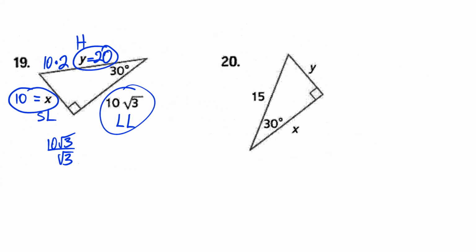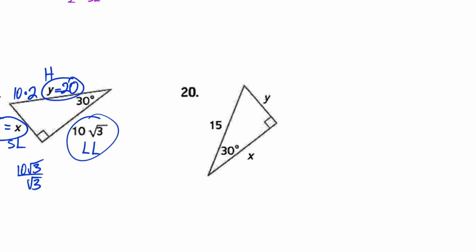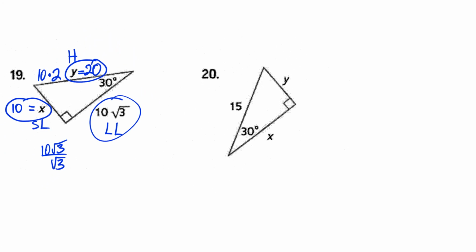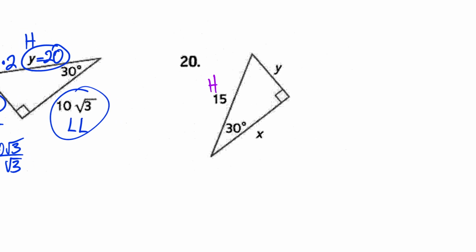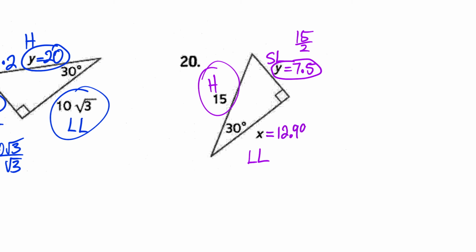Okay, I want you to try number 20 real quick. Okay, so which one is the H on number 20? 15. Which one is the long leg? X, and then the short leg is the Y. Okay, so on this one, when I know the hypotenuse, so we did 15 divided by 2. Now, from the short leg to the long leg, yep. 12.99.